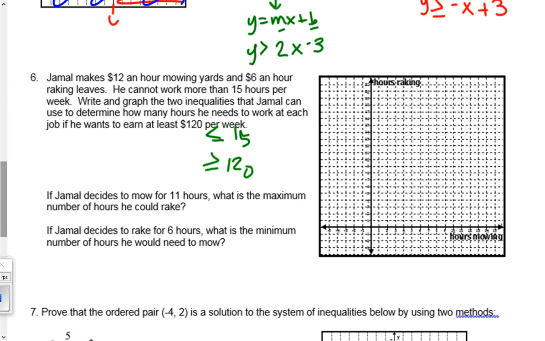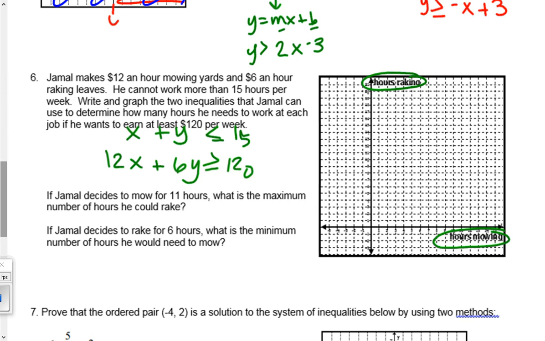Well, let's define our variables here. Looking over at our graph, they've kind of done it for us. X-axis is defined as the hours mowing. Y-axis is the hours raking. So if we just combine his hours, x plus y, they need to be less than or equal to that 15-hour limit. If he makes 12 mowing and he makes 6 raking, those together, we're hoping, are greater than or equal to $120. Okay, so let's go ahead and graph these 2 equations.